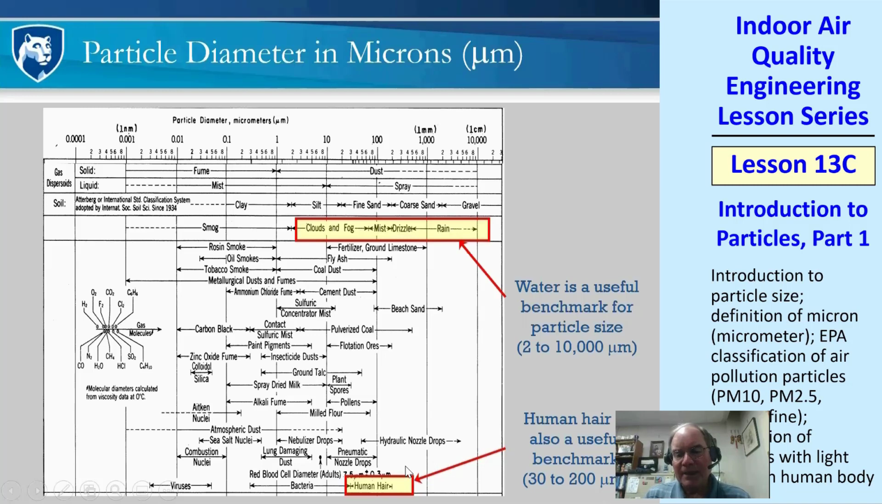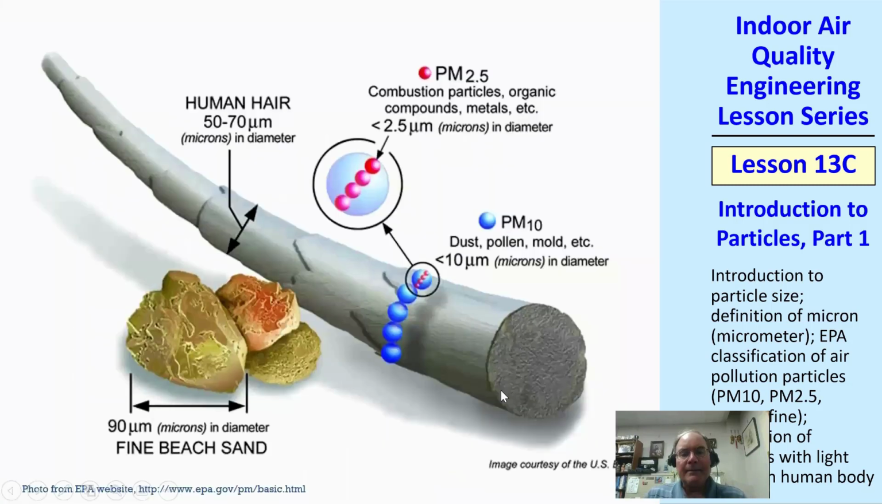30 to 200 microns is typical of human hair, depending on the color of your hair, actually, the type of hair. Blonde, thin hair is very tiny diameter, like that would be the 30, very blonde hair. Dark hair is typically much thicker, 200 microns. EPA puts out this little diagram to give you an illustration of a human hair. This one is at about 60 microns, like I said, about in the middle of that range.